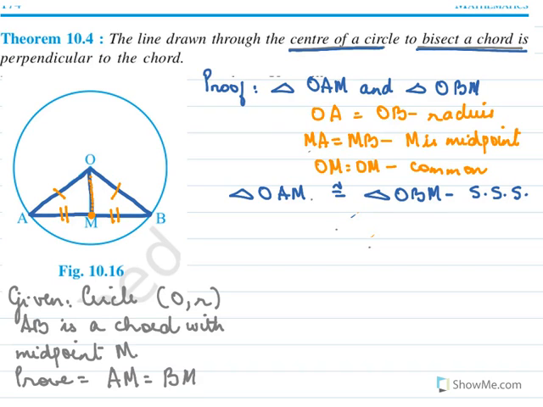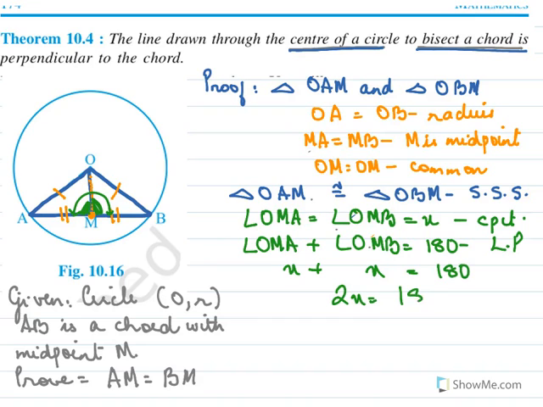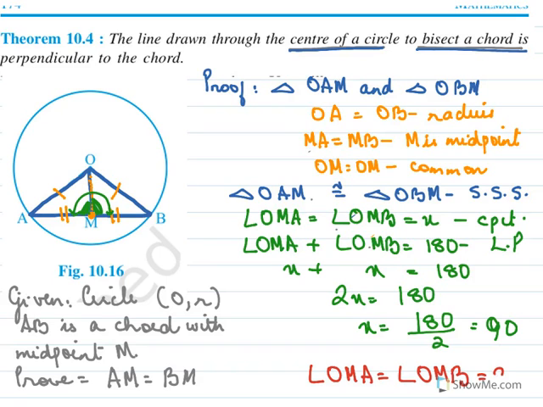If they are equal, now I can say these two angles are equal by CPCT. That is angle OMA equals angle OMB equals x by CPCT. But these angles make a linear pair. Angle OMA plus angle OMB equals 180, linear pair. So x plus x equals 180, 2x equals 180. So x equals 180 over 2, equals 90. So the angles are 90. So angle OMA equals angle OMB equals 90. And we have proved it. We had to prove that it is perpendicular, so we have proved that the angles are 90.